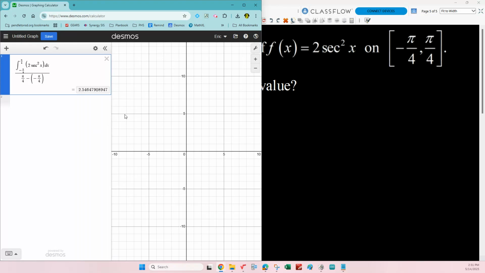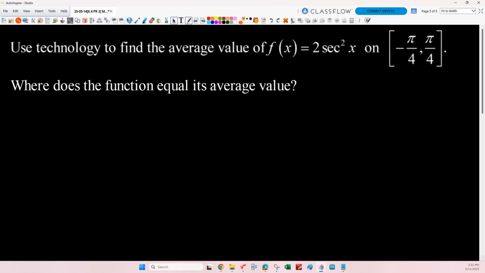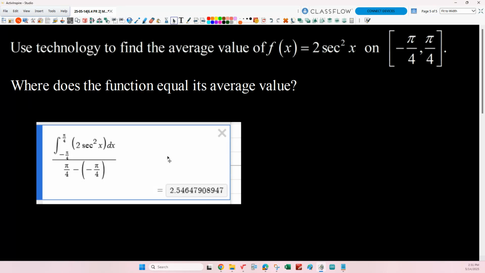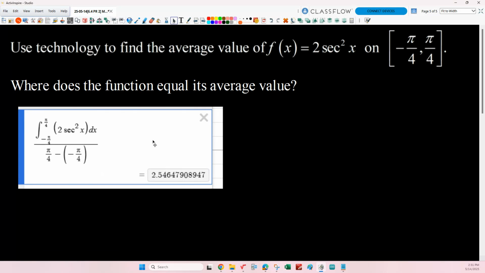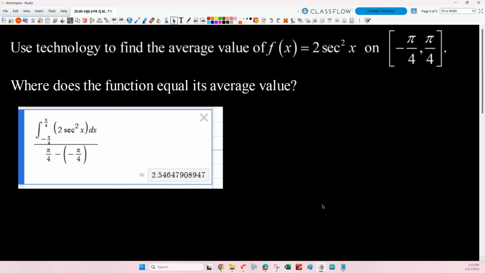Make sense? Okay, now what would I do? So there's the first part. We answered it. So that's f of c. Okay, how would I answer part 2? Where does the function equal its average value? What would I do? Using technology. I'm not asking you to do the integral. Come on now.